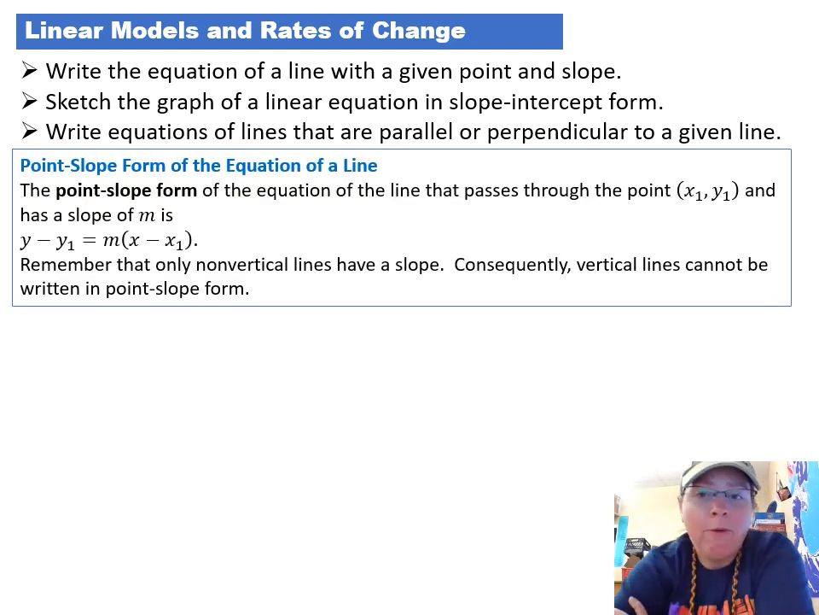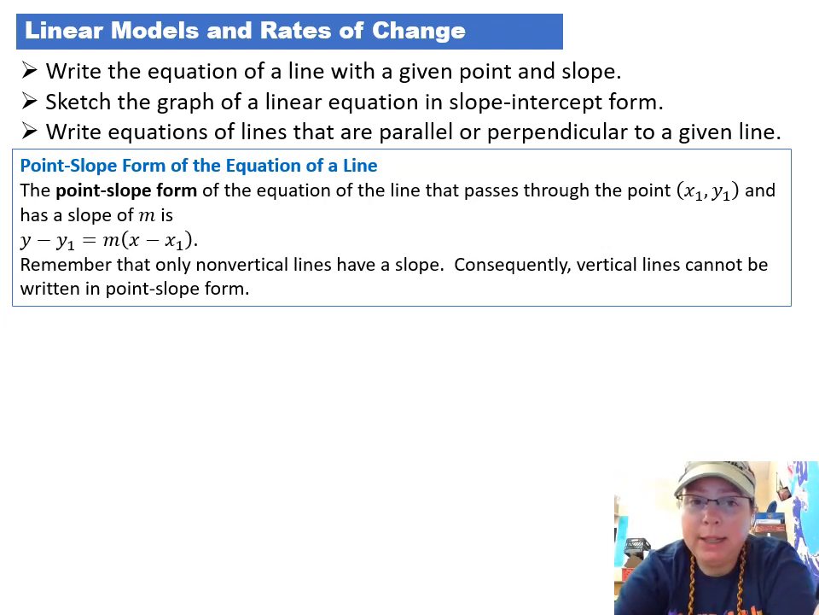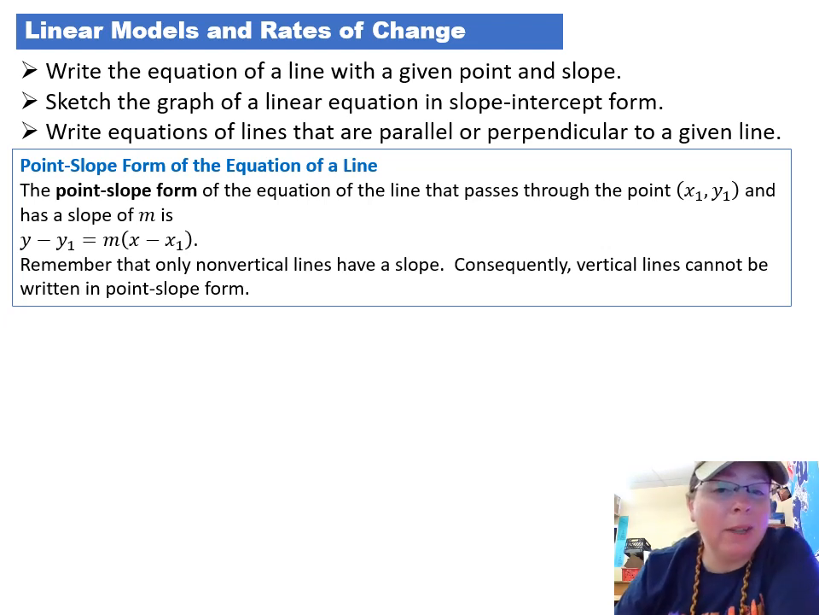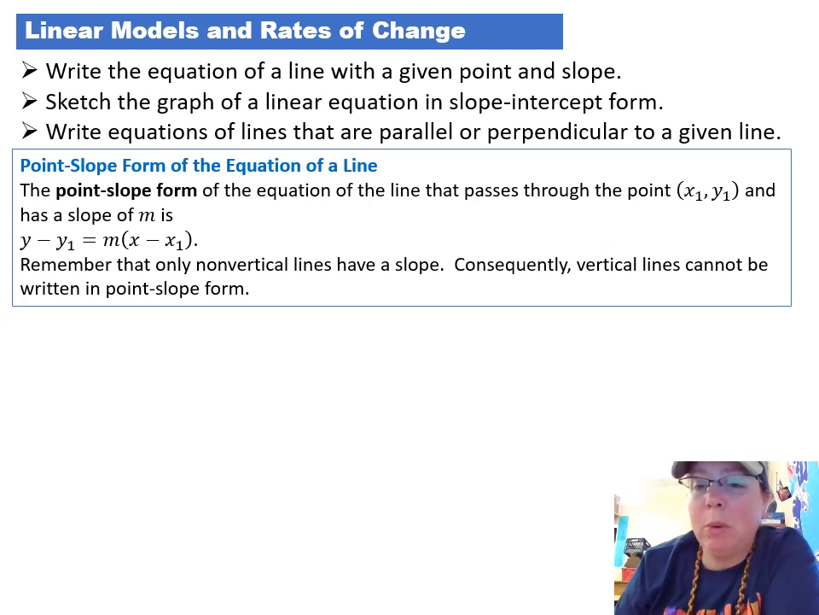So point-slope form, given a point and a slope, we can write our equation as y minus y1 equals m times x minus x1. x1, y1, and m all get numbers put in place of them. And then the y and x without the subscripts will remain there so that we've got the equation of our line. Remember that only non-vertical lines have a slope, consequently vertical lines cannot be written in point-slope form.